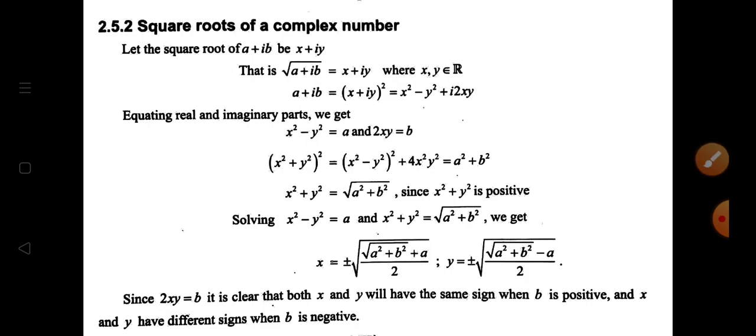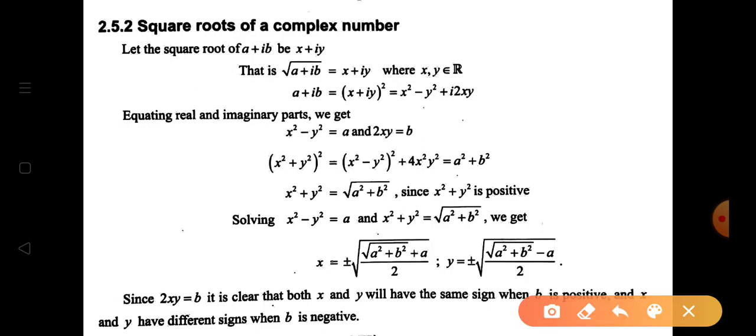When b is negative, x and y have different signs. Maybe x is positive and y is negative, plus into minus is minus. Maybe x is negative and y is positive. Then b is negative. So different signs when b is negative.